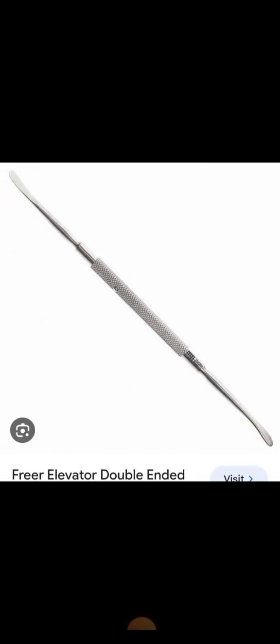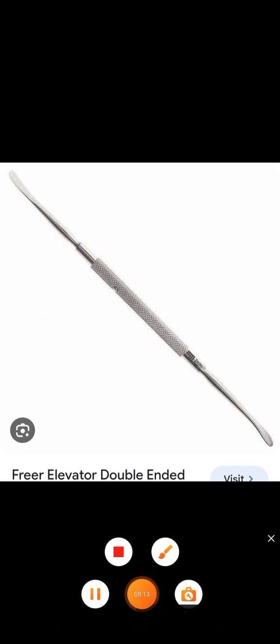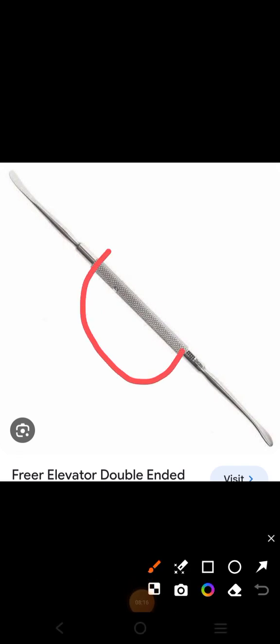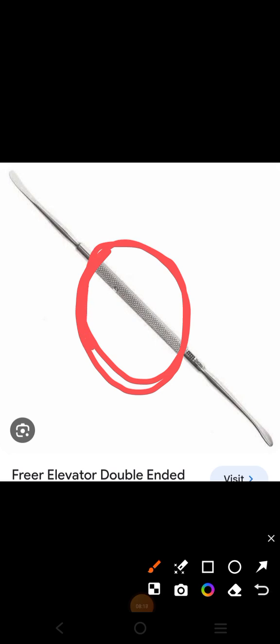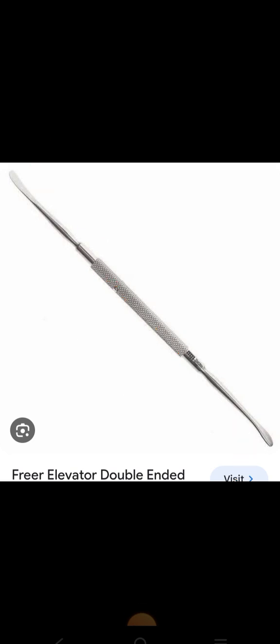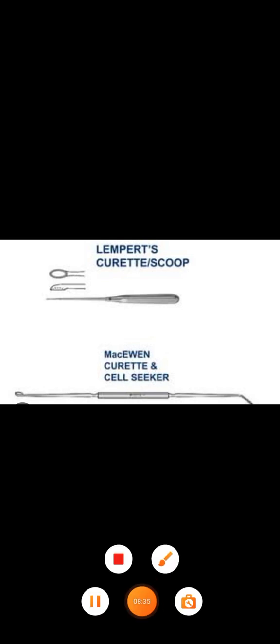And here you might confuse it with the Freer elevator, the double-ended Freer elevator. It is mainly used in septoplasty, but its handle, in layman's language, has granulations over it, and its two ends are elevated. One end is elevated upward and the other end is elevated downward. It is not like the Macewen's curette and cell seeker, which has one end spoon-shaped and the other end just like a probe.